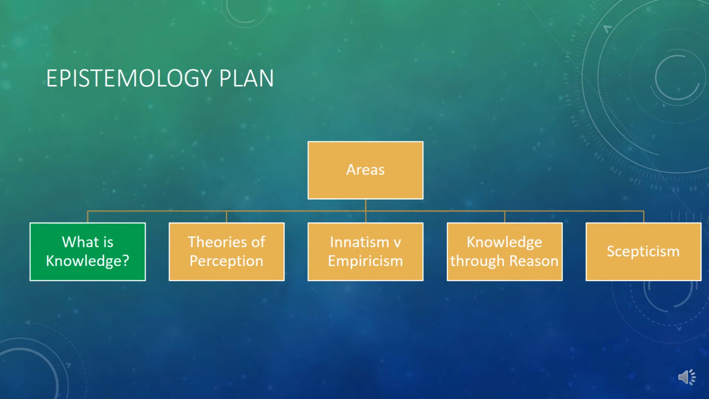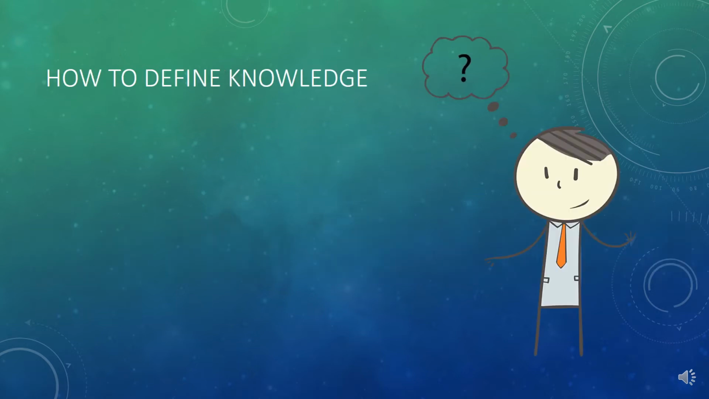And then our final section is skepticism, or the limits of knowledge. We bring together a lot of the strands that we will have looked at throughout and ask the question of whether we can ever really know anything for certain. So let's make a start with looking at that first section.